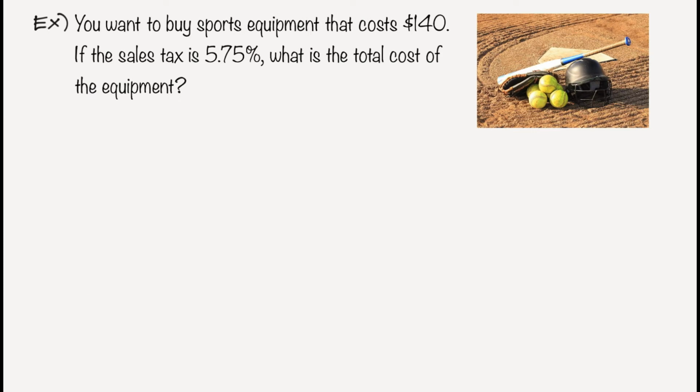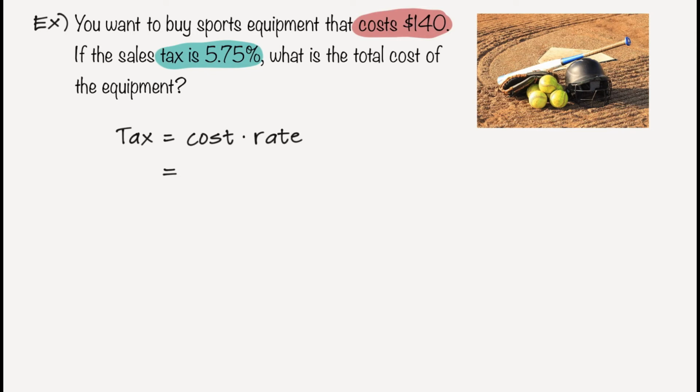So this example says you want to buy sports equipment that costs $140. If the sales tax is 5.75%, what is the total cost of the equipment? Okay, so let's write out our formula because that's the strategy that I'm going to use. So again, to find the tax, I simply multiply the cost of the items times the percentage rate.